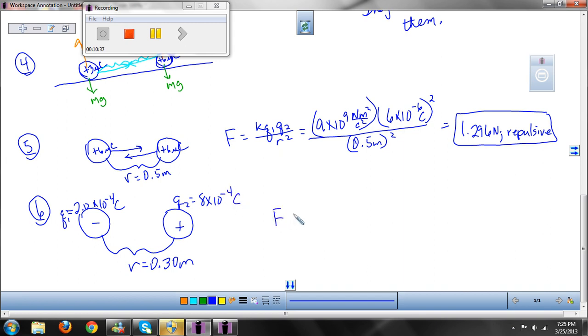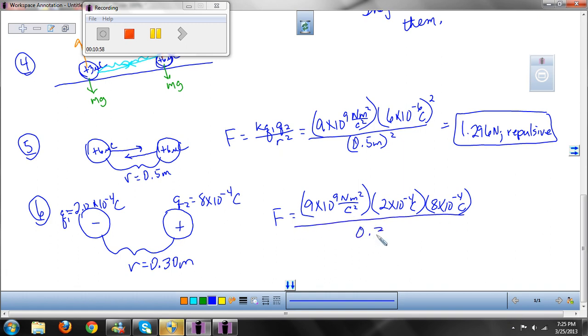And we want to find the force. Well, the force is 9 times 10 to the 9th newton meter squared over coulomb squared. And then multiply that by 2 times 10 to the minus 4 coulomb and 8 times 10 to the minus 4 coulomb. And they're separated by 3/10 of a meter. Don't forget to square that. So I'm going to have, I got 16,000 newtons. And I said it was attractive.